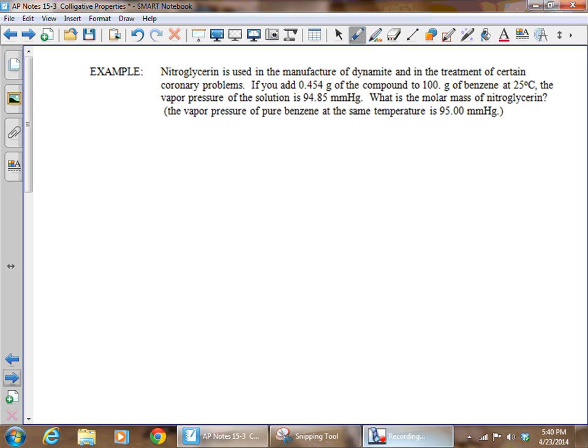Now, I gave you quite the example here. I wanted to kind of give one that had about as much as I could throw at you. It says nitroglycerin is used in the manufacture of dynamite and in the treatment of certain coronary problems.